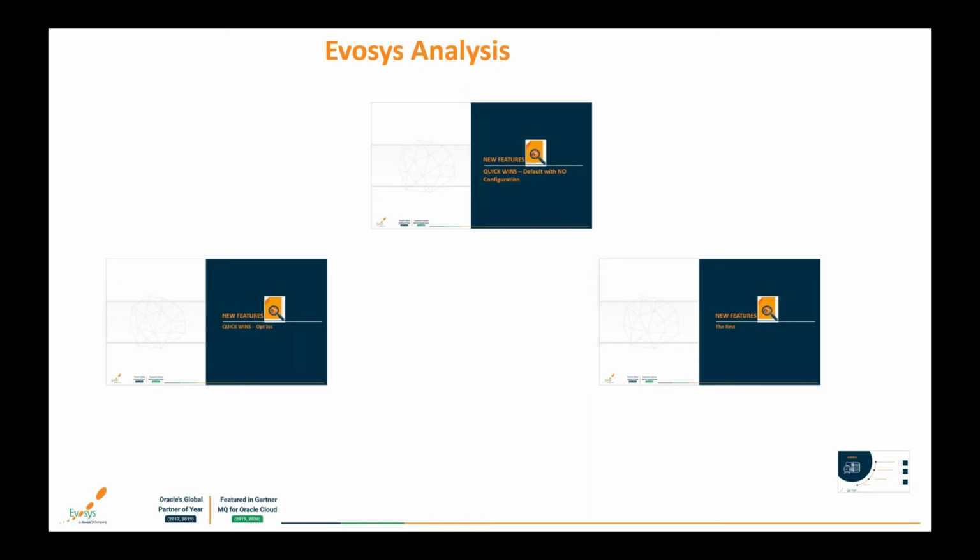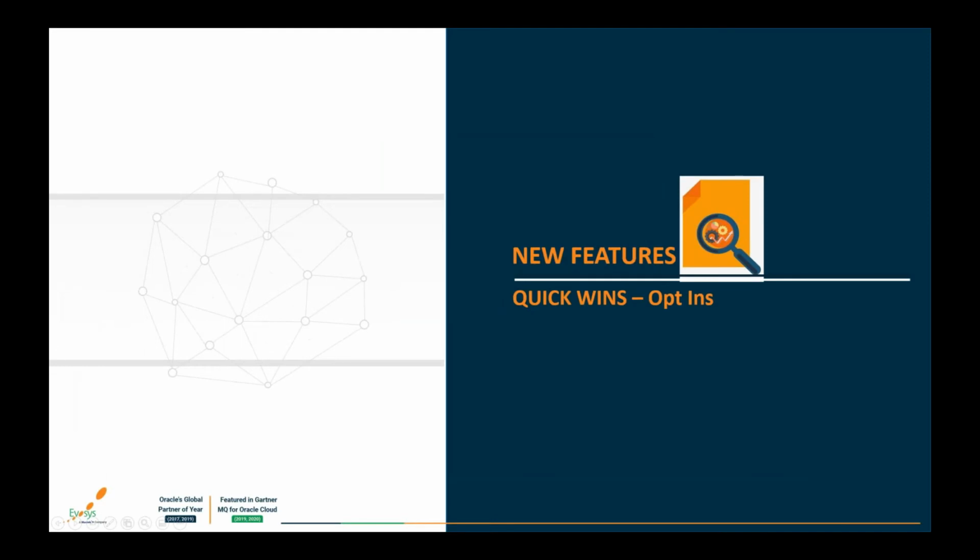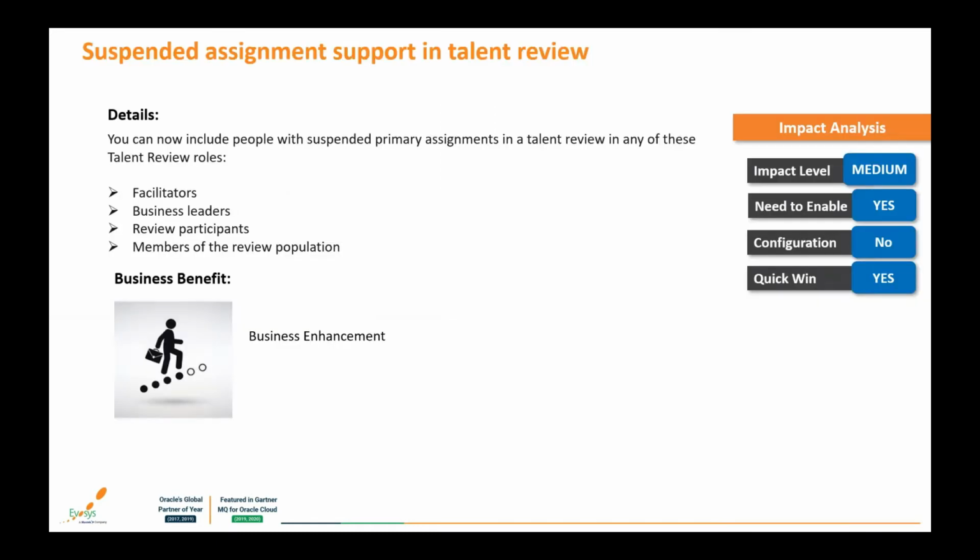Now going to the opt-in functionality, which is also available by default, but we need to do a certain level of configuration to enable them. So the first one is suspended assignment support in talent review. From 21A, we can now include people with suspended primary assignments in a talent review with roles like facilitator, the business leader, or even he can be a participant, or he can also be the population.